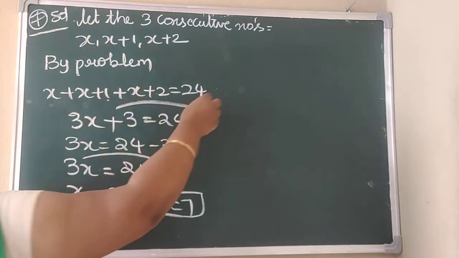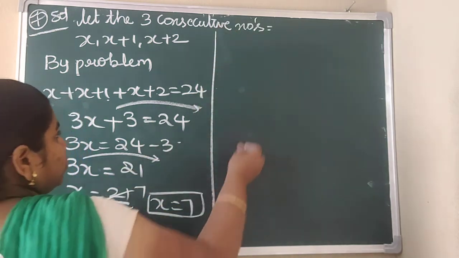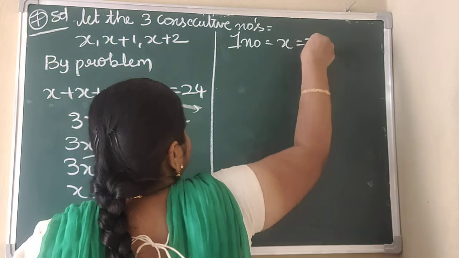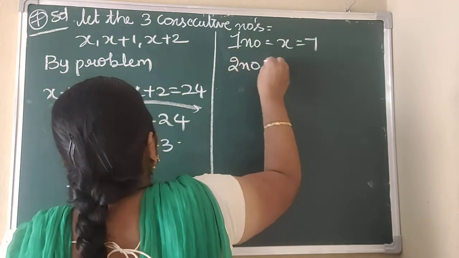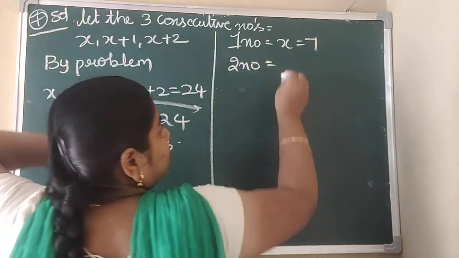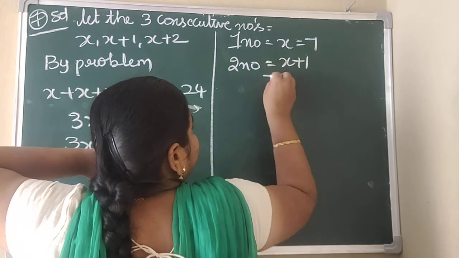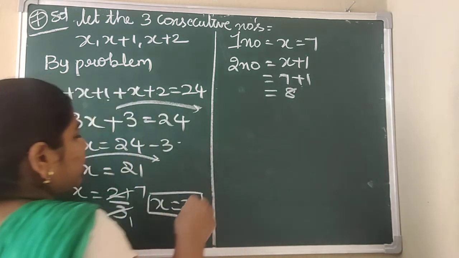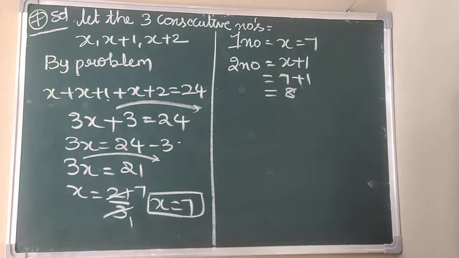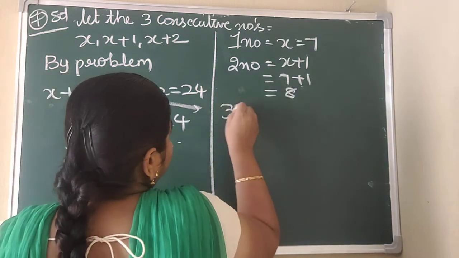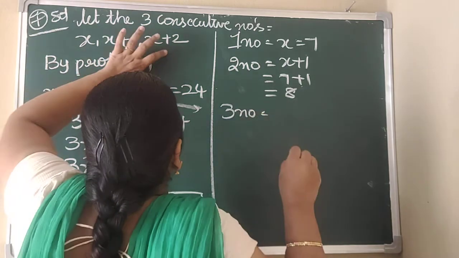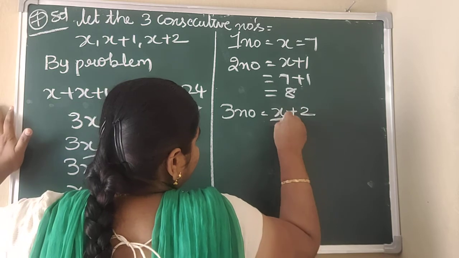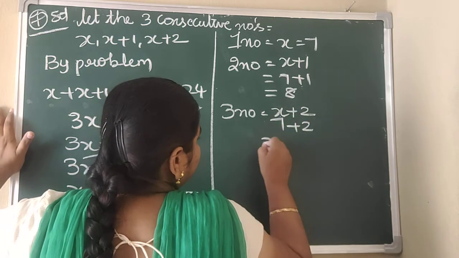So next two numbers also we have to find. So first number is x, that will be equals to 7. Second number is what here? x plus 1. So x plus 1, that will be equals to 7 plus 1, that will be equals to 8. So the second consecutive number is 8. Now we have to find the third number, that is x plus 2. So x plus 2 is nothing but 7 plus 2, that will be equals to 9.